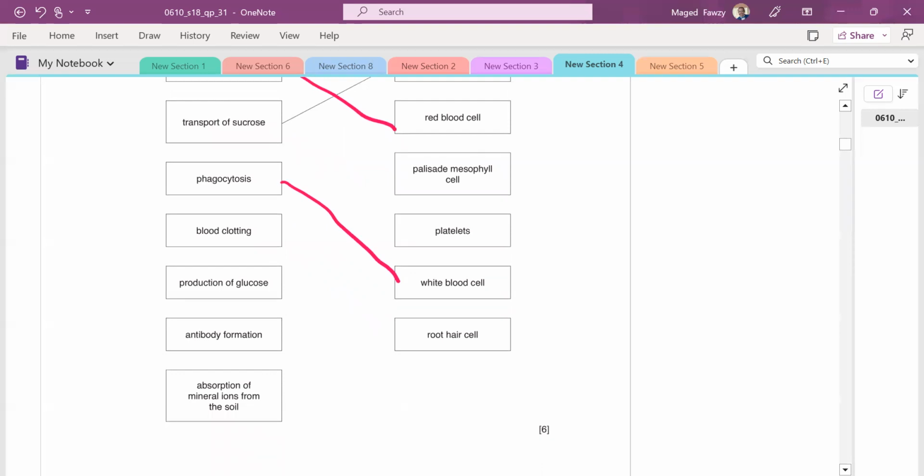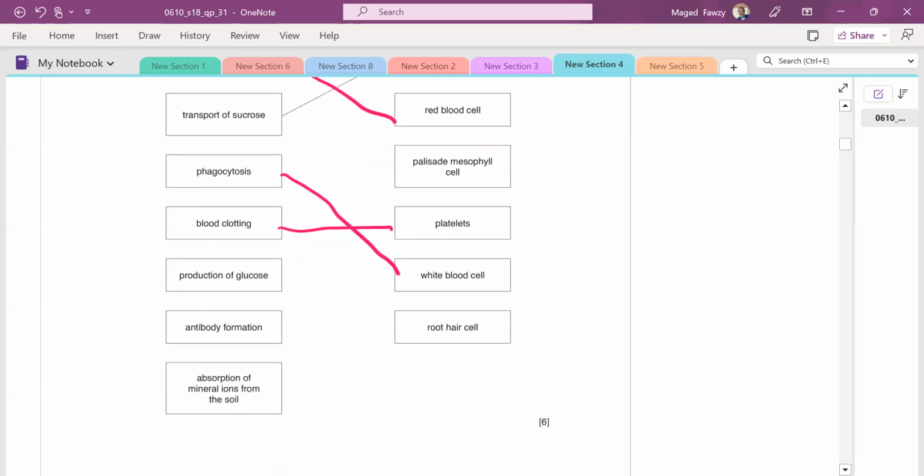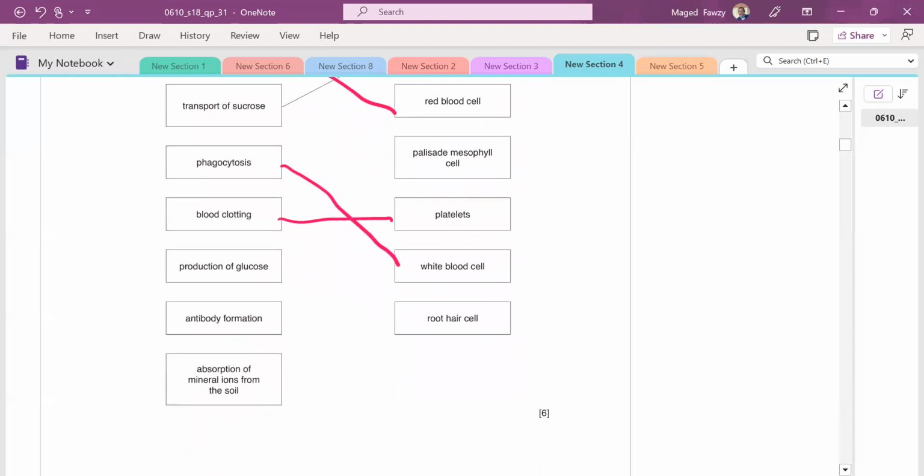Blood clotting. Blood clotting is one of the main functions of, yes, Amor, platelets. Platelets, perfect. Production of glucose. Production of glucose is one of the main functions of what type of cell? What type of cell is responsible for the photosynthesis process and can make more glucose? Yes, Amor, again, come on. Palisade mesophyll cell. Palisade mesophyll cell. Antibody formation. This is a type of white blood cell as well, where there is no problem at all to link two boxes with the same type of cell.